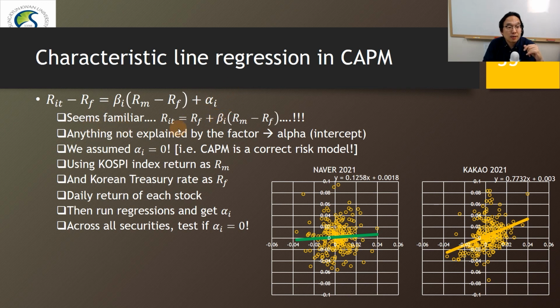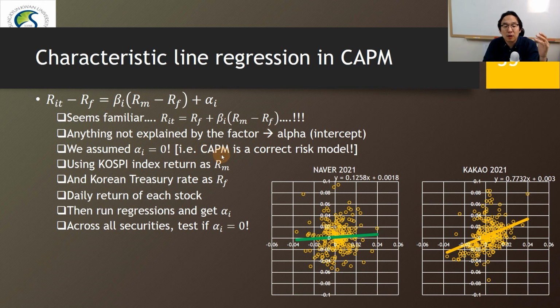And it seems familiar, right? Except that the risk-free rate is on the left-hand side of the equation instead of what you memorized last semester. Anything not explained by the factor, the factor portfolio, RM minus RF, is lumped into this intercept. That's something not explained by this risk factor. But CAPM explains everything, so that nothing is left. Assuming CAPM is correct, we are assuming this alpha will be 0 on average.